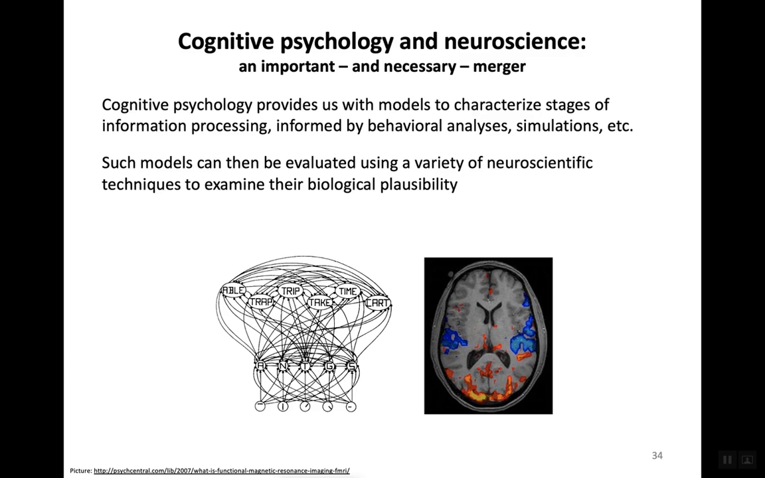And this brings me to the last point of discussion for today, and this is a point upon which I touched on before. It is the necessity of merging cognitive psychology and neuroscience in a domain with its own identity. What does cognitive psychology do? What have we learned about cognitive psychology so far that it does? Well, it provides us with descriptions, with models, with theories that characterize, let's say, stages of information processing. And these models are informed by behavioral analysis in particular, but not only.